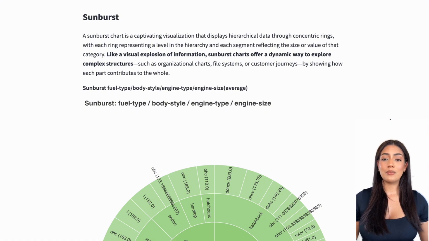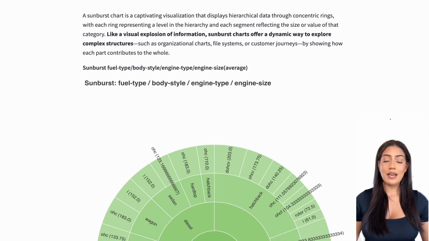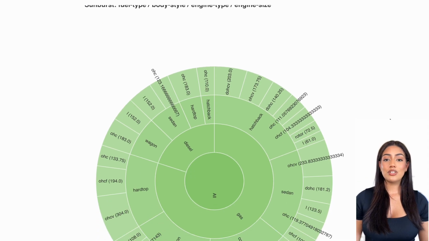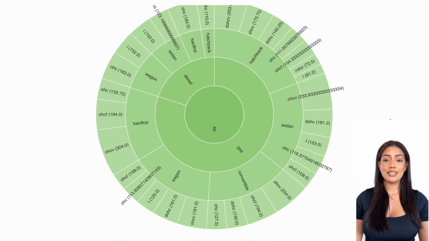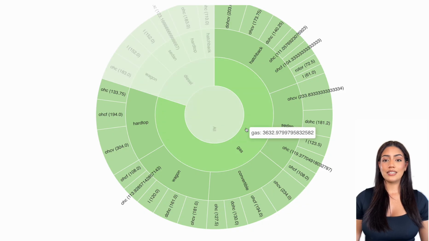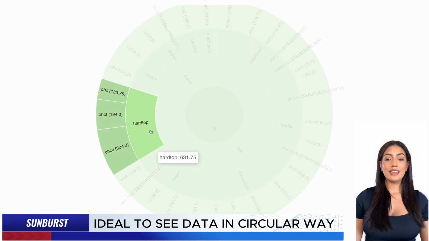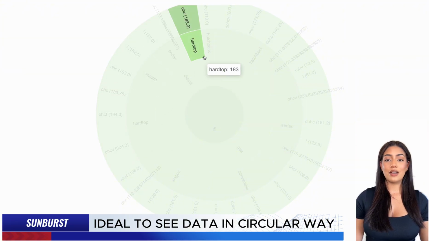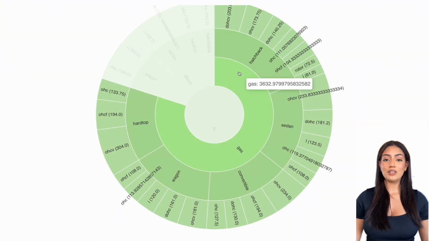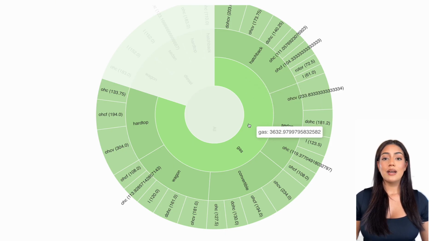Let me now talk about the Sunburst Chart, which, as the name suggests, is inspired by the sun. A sunburst chart is a captivating visualization that displays hierarchical data through concentric rings, with each ring representing a level in the hierarchy and each segment reflecting the size or value of that category. In this awesome sunburst visualization, we can see that most of the cars in the data are gas cars with a sedan body type.